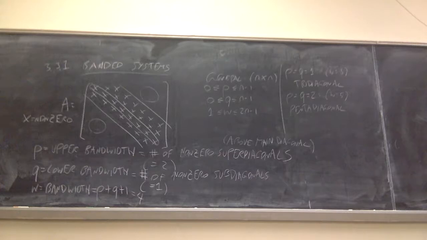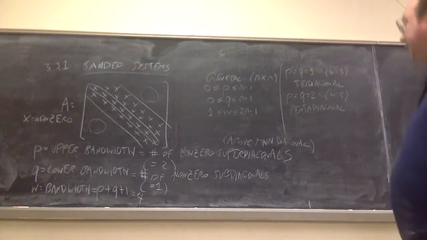And I've seen it written like if you have, for instance, upper and lower bandwidth equal to 3, so 7 diagonals in total, so we just call it a 7-diagonal matrix. Not necessarily a fancy term for that one. Okay.